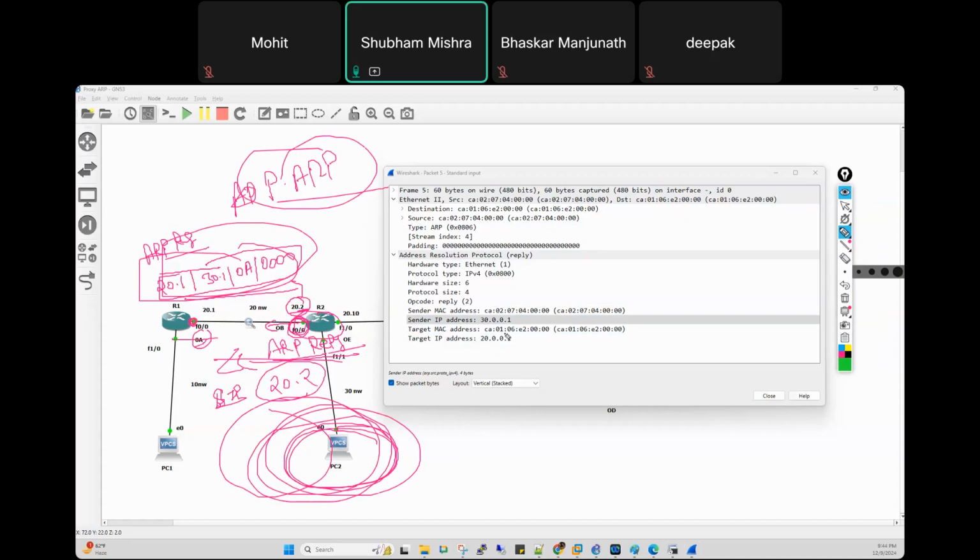If R2 is not reachable to that device, in this case R2 is not able to send the proxy ARP. In this case, R2 is easily reachable for 30.1. Yes or no? So that's the reason R2 is sending the proxy ARP.